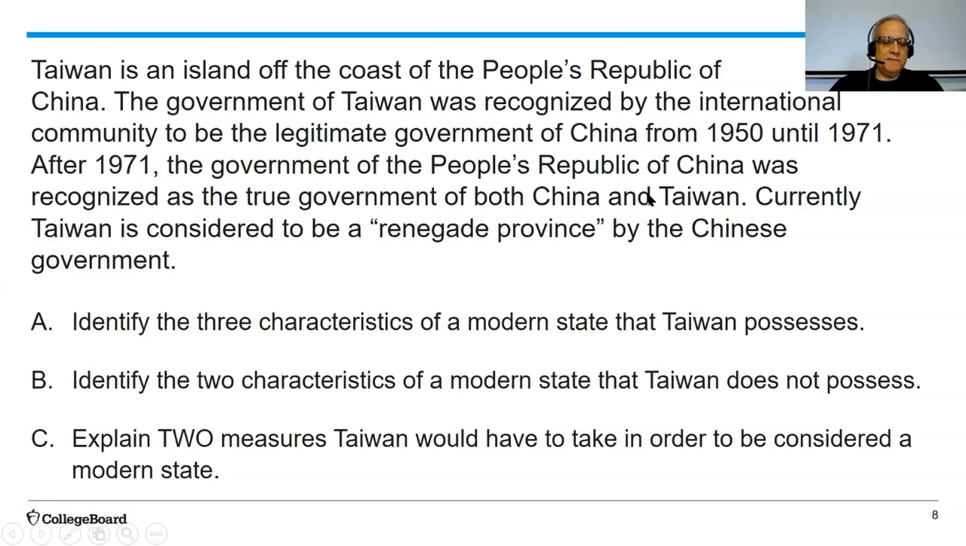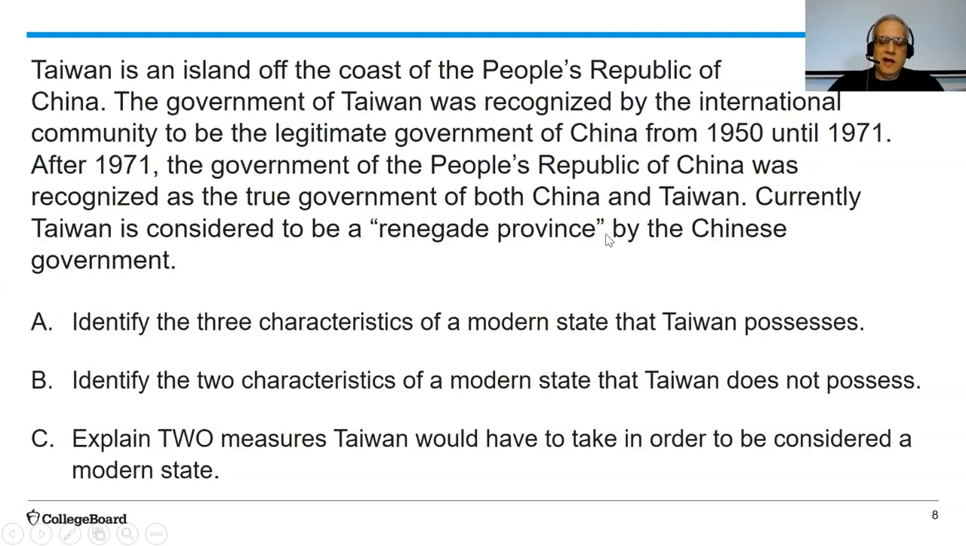All right, we're back. 3 characteristics of the modern state that Taiwan possesses is that Taiwan does have a spatial extent. It's an island, and because it's an island, it also has defined borders. So that's pretty easy for us to see. And Taiwan does have a permanent population as people live there all year round.